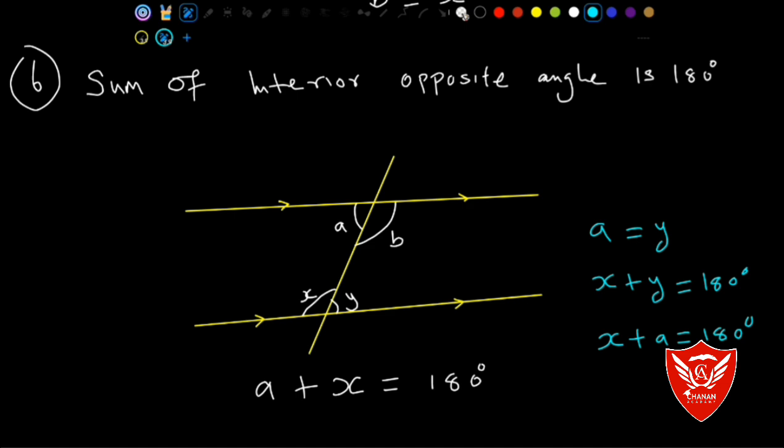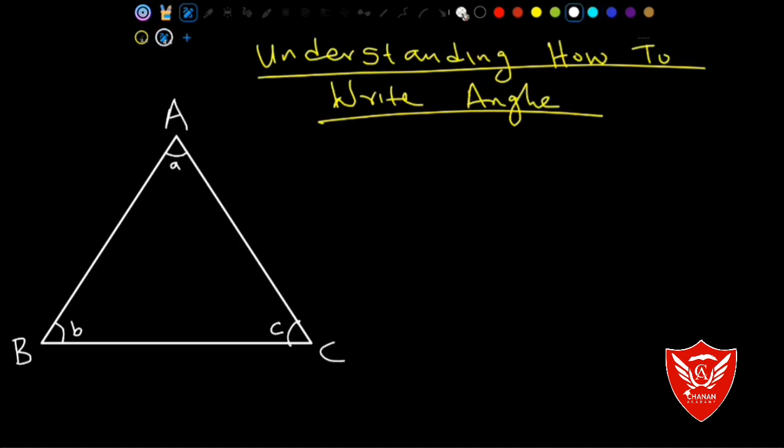All right. Once again, please take note of all these facts. Understanding how to write angles. This fact is very important because most students miss it. They really do not understand how to write an angle or what an angle actually means. So let's talk about this. Look at this, angle A.